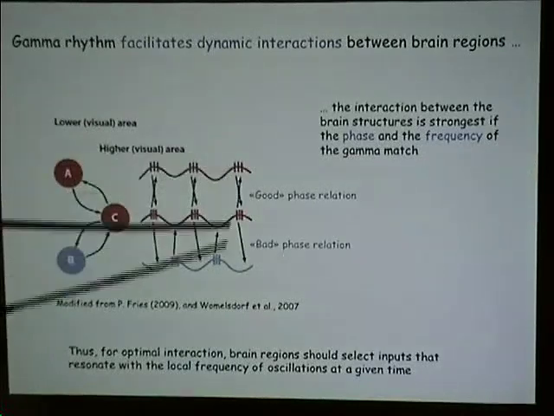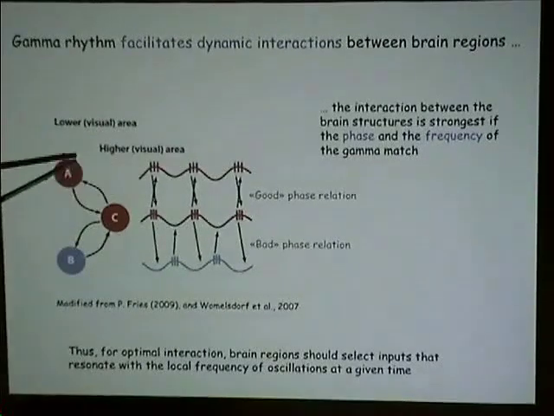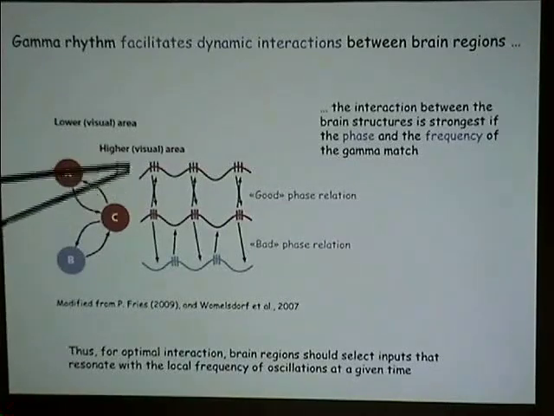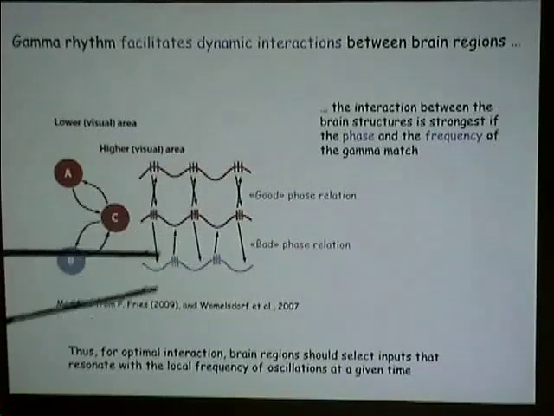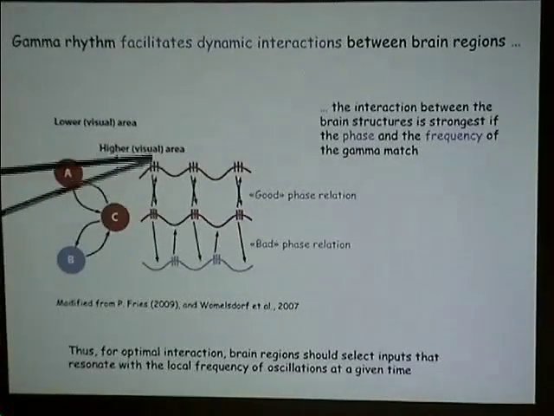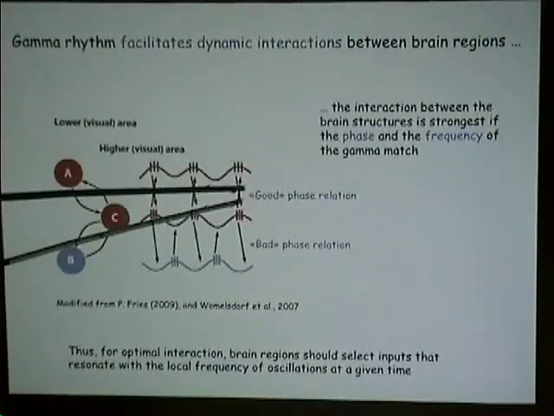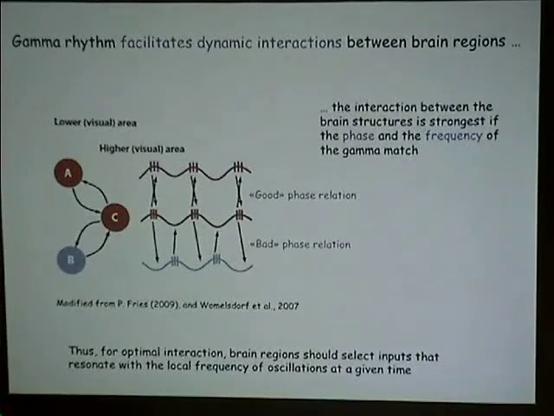And the idea is simply that gamma oscillations, if you have two brain areas, A and C, and if they oscillate in synchrony, both at the same frequency and at a similar phase, so they go up and down in conjunction, that creates windows of opportunity where they both are close to firing threshold and can influence each other. So this is what they call a good phase relationship, because cells in A can easily influence C, and cells in C may influence A.